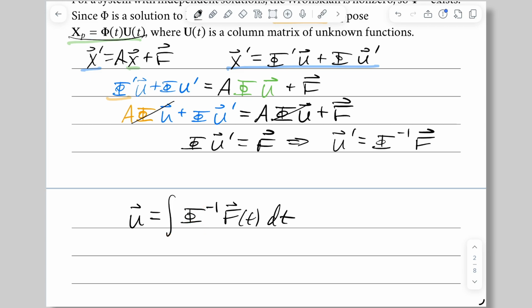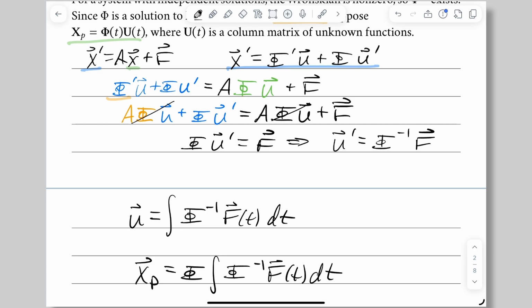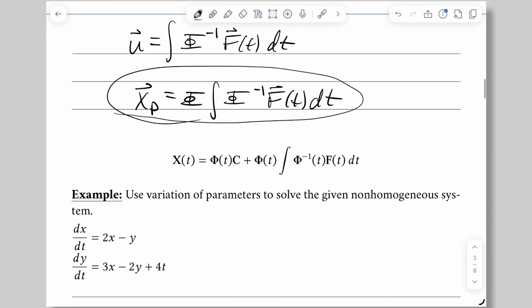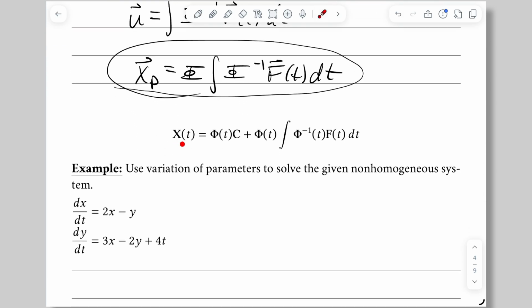Now looking back up here, x sub p is equal to phi times u. So x sub p is phi times the integral of phi inverse times f of t dt. I don't really recommend that you memorize the process. I do recommend that you memorize this result. Putting it into context, we have that x of t is equal to phi times c plus phi times the integral of phi inverse f of t dt.